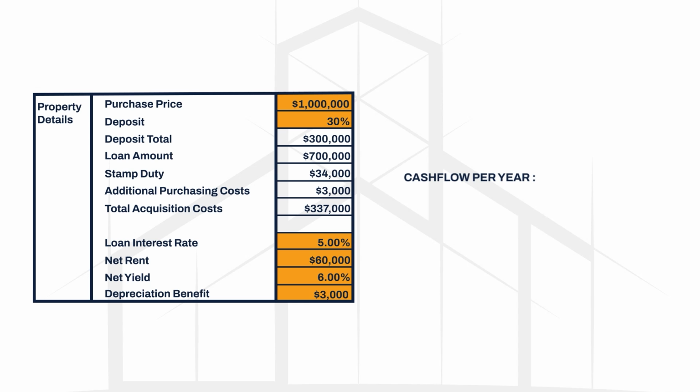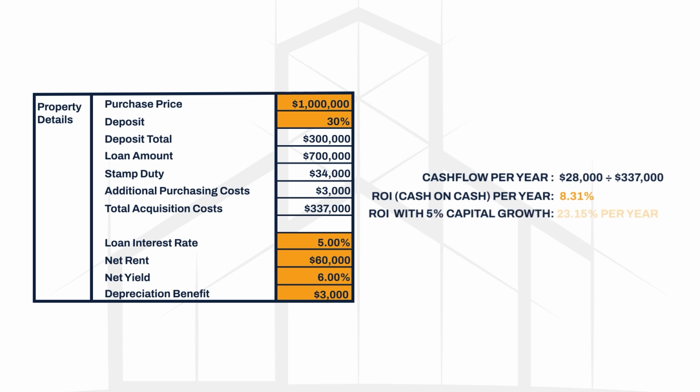Based on the calculations, our return on the investment is $28,000 a year cash flow. We then need to divide that by our costs, cash we contributed, or total acquisition costs. So $28,000 divided by $337,000 equals 8.31%. This is our cash-on-cash ROI, as we have not factored in any capital growth.